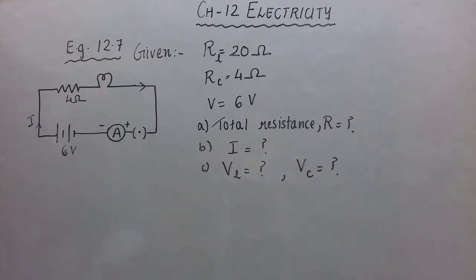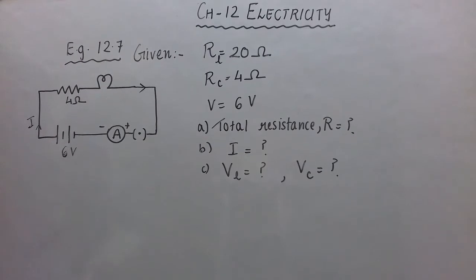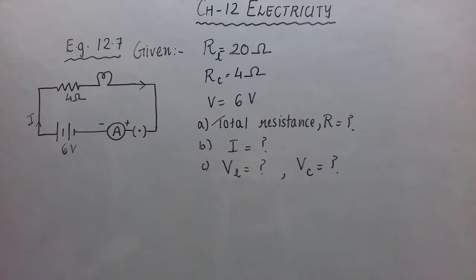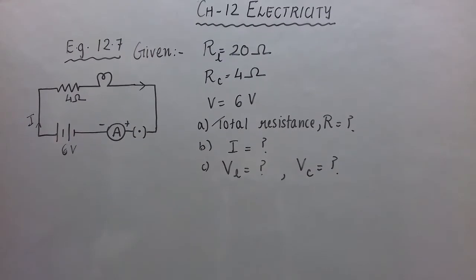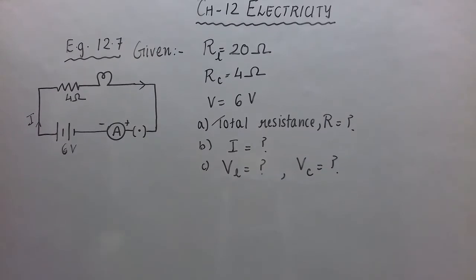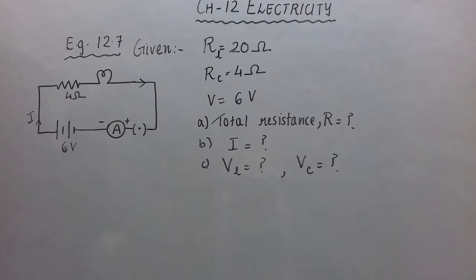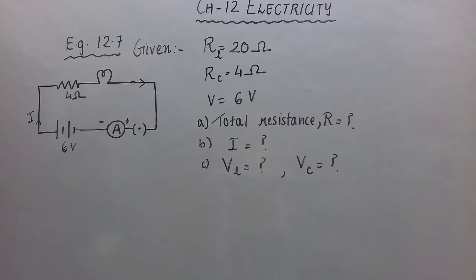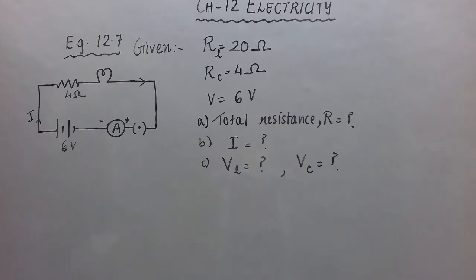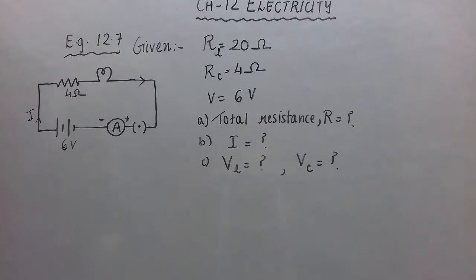So let us start with today's example 12.7. I'll read the question, listen to it carefully. An electric lamp whose resistance is 20 ohms and a conductor of 4 ohm resistance are connected to a 6 volt battery as shown in the figure. Calculate A, the total resistance of the circuit, B, the current through the circuit, and C, the potential difference across the electric lamp and the conductor.